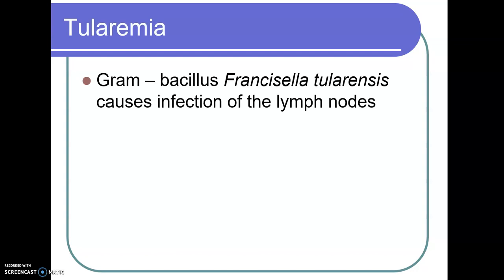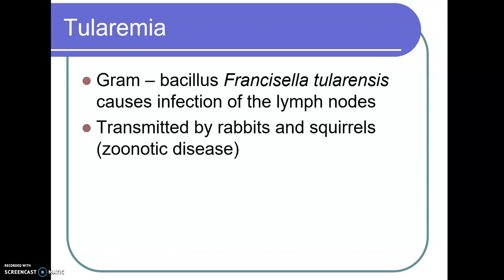Next is a disease called tularemia. It's a gram-negative disease. The organism is called Francisella tularensis. This is an infection of the lymph nodes. Interestingly enough, this disease is known as rabbit fever because it's transmitted by rabbits and squirrels. And it is a zoonotic disease, so it's a disease that we share with rabbits and squirrels. They can get sick from it, we can get sick from it, we can give it to each other. But yeah, so tularemia is also known as rabbit fever.